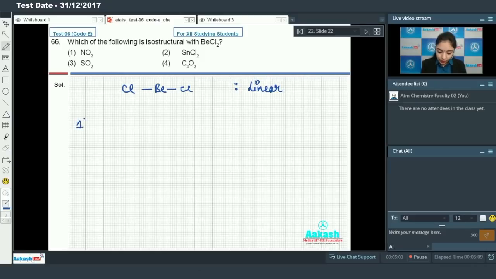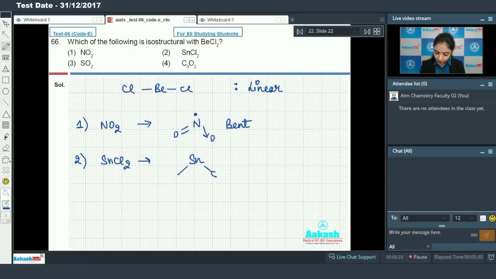Now if I talk about NO2, the structure of NO2 is bent. So this is the structure for NO2. Now we have SnCl2. SnCl2 is also bent. And now we have SO2, and SO2 is also bent.